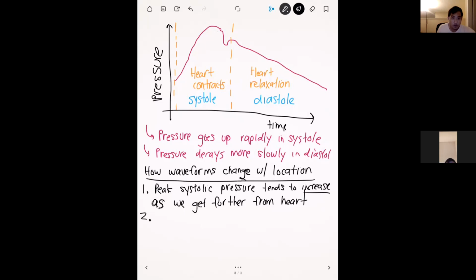Now let's talk about flow, or total flow. Right. And as you get further away from the heart, the magnitude of the flow tends to decrease. Okay.